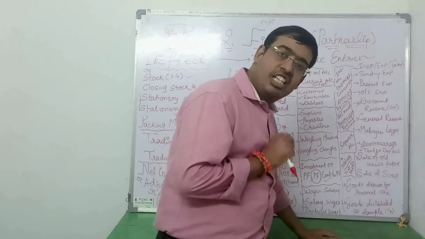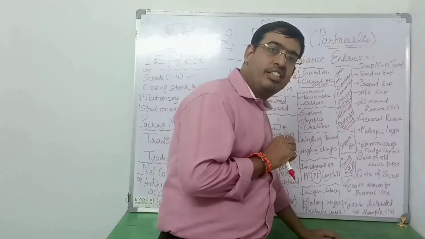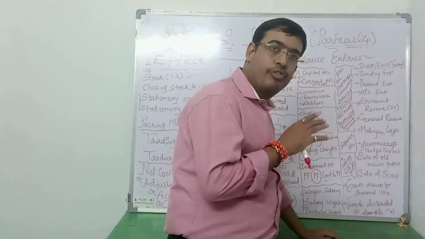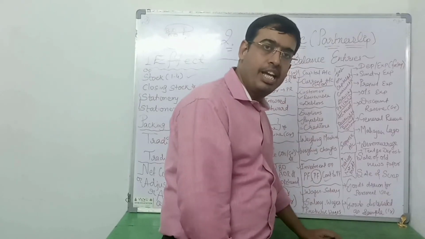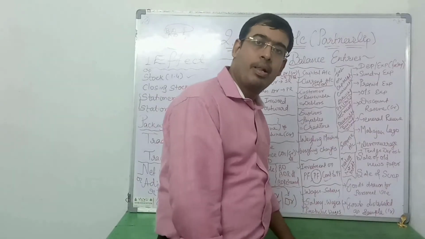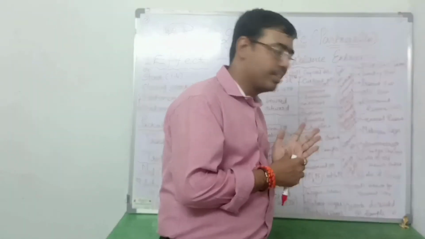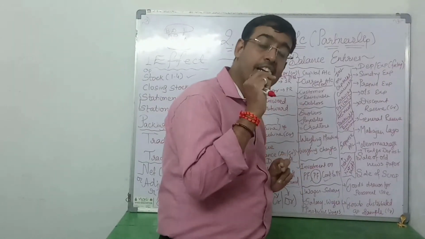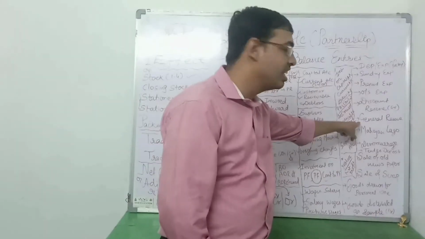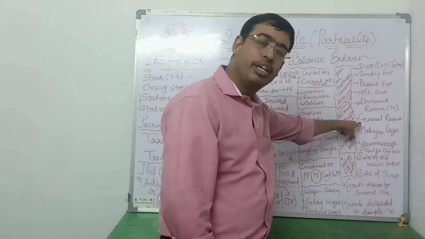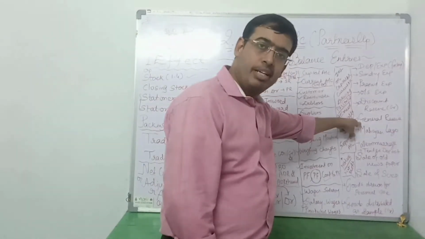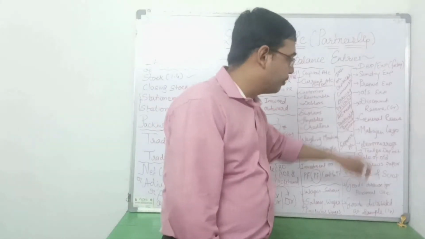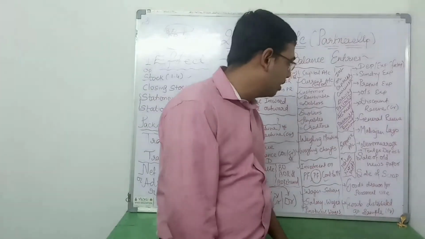Next, general reserve. This general reserve is a reserve which you have created for various purposes, and it would be your accumulated amount. That's why it is written separately on the capital plus liability side. Earlier in sole proprietorship it was added; however, here in partnership it is written specifically on the capital plus liability side.